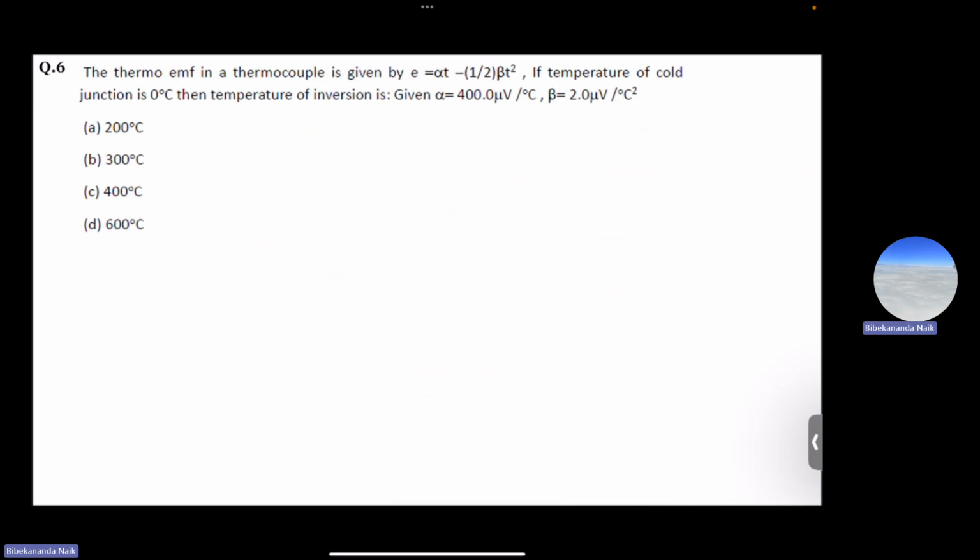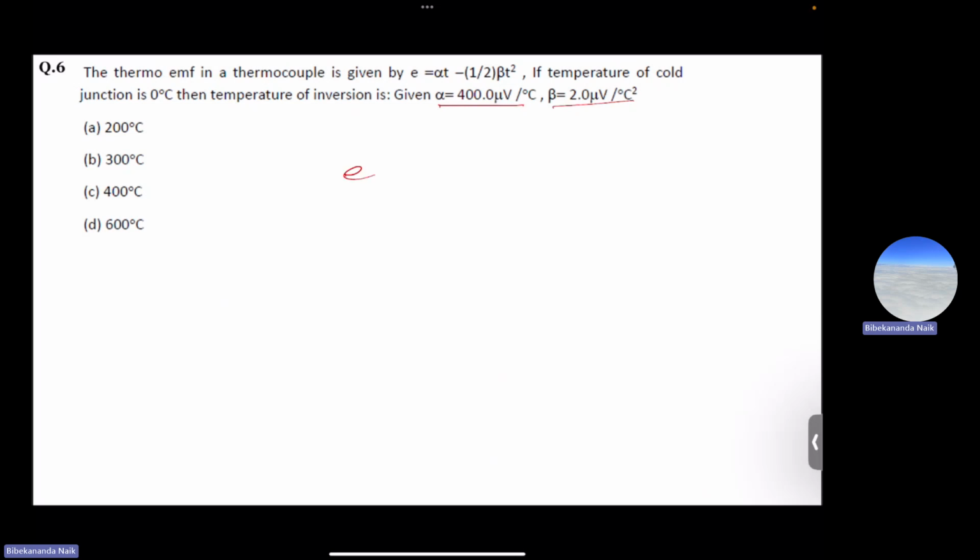Now we'll move to question number 6. Question number 6 says the thermo EMF in a thermocouple is given by E equals alpha T minus half beta T square. If the temperature of cold junction is 0 degrees Celsius, then what is the temperature of inversion? Given alpha is 400 microvolt per degree Celsius and beta is 2 microvolt per degree Celsius. And the options are option A 220 degrees Celsius, option B 300 degrees Celsius, option C 400 degrees Celsius, and option D 600 degrees Celsius.